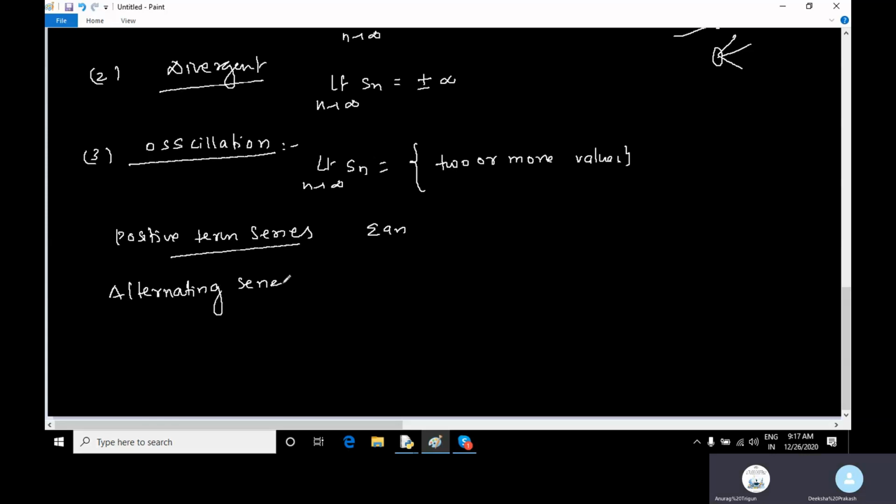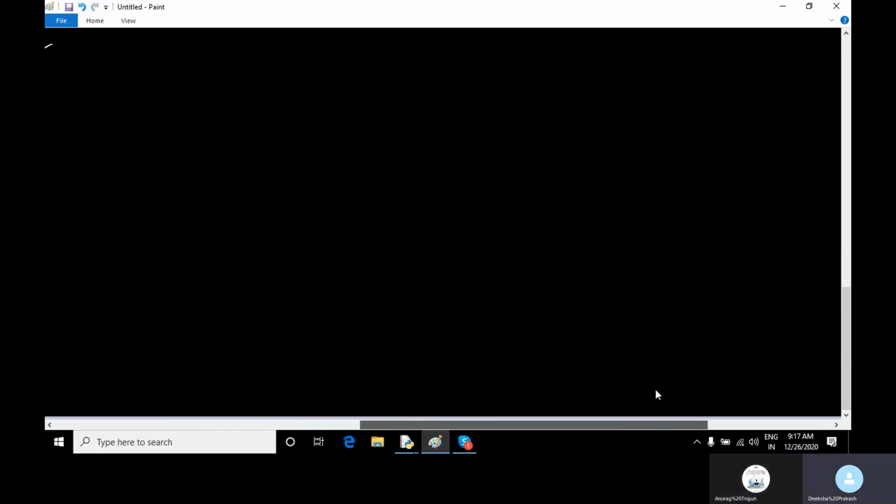Okay. Alternating series. Any infinite series is said to be alternating if its sign is alternating, like 2, then minus 4, plus 6, minus 8, and so on. The sign is alternating: plus, minus, plus, minus, and so on. So this is called an alternating series. I will mark the note here before going to the notes.